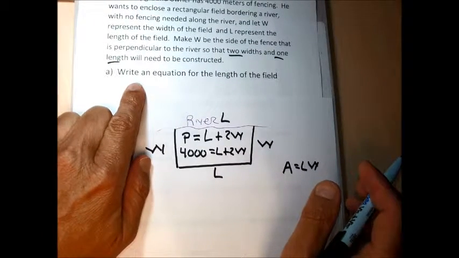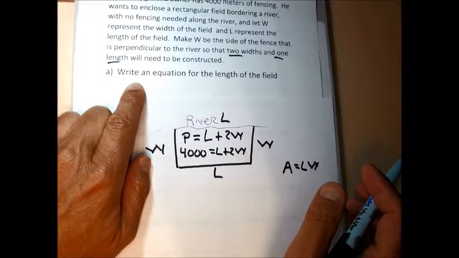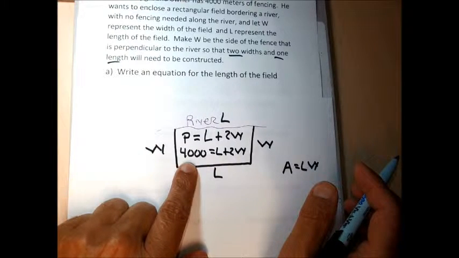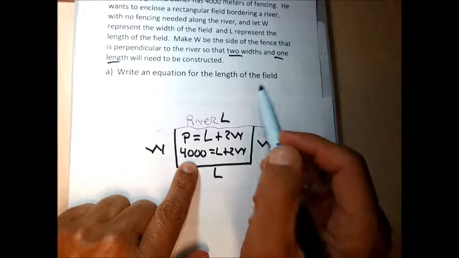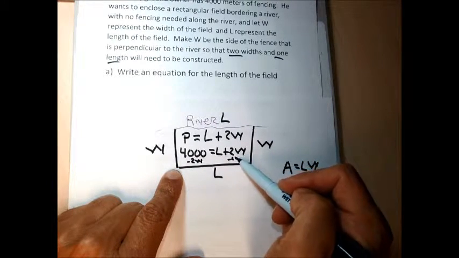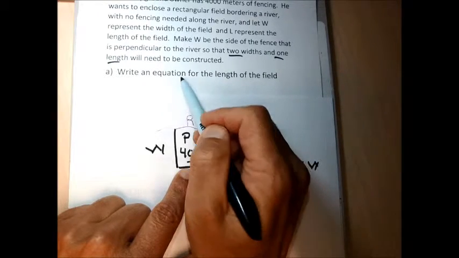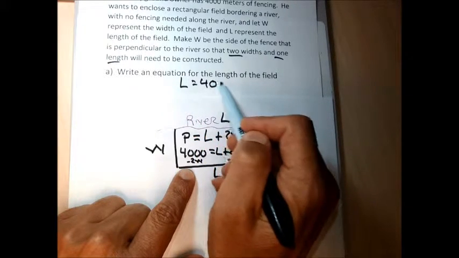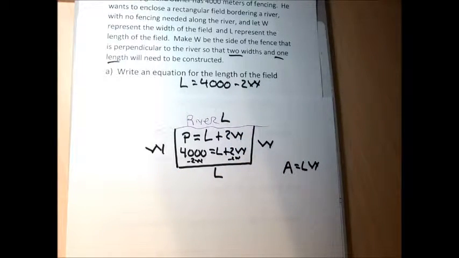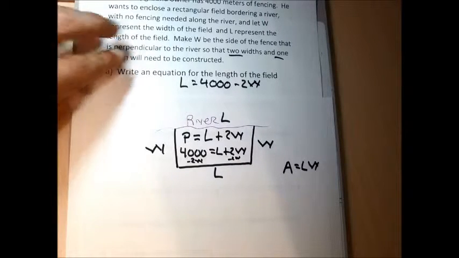Just like in 2a, I need to write an equation for the length. To write an equation for a length, I need to take this equation and solve it for L. And that's easy to do. I'm just going to subtract 2w from both sides. When I do that, I get length equals 4,000 minus 2w. It's almost easier in this problem to do that step than it was in the last problem. So now we'll move down, and the questions are going to be similar.